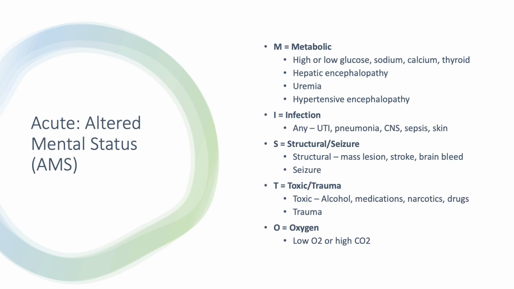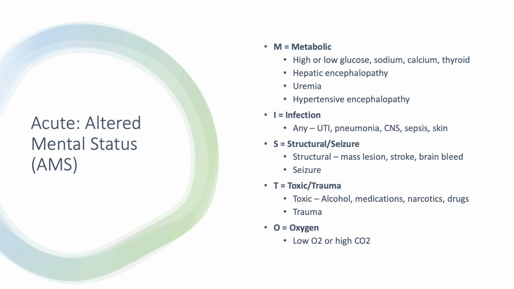Infection, especially in the elderly population, 65 years and above, urinary tract infections, which may be asymptomatic in terms of pain, fever, all those other things, can present with acute altered mental status, so you must always look for them. Similarly with pneumonia, always think about CNS infections, and encephalitis and meningitis can present with altered mental status. Sepsis, from whatever focus, can also present with altered mental status.